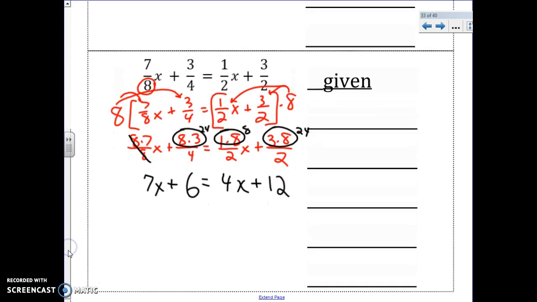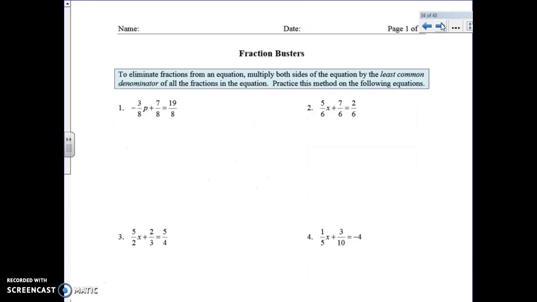All right, so hopefully this will help you understand some strategies for solving. You have this to work on your own, and please come and see me if you need any help or if you didn't understand the video that I just did.